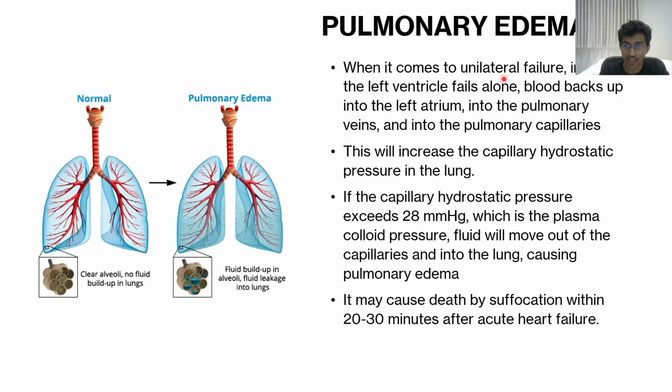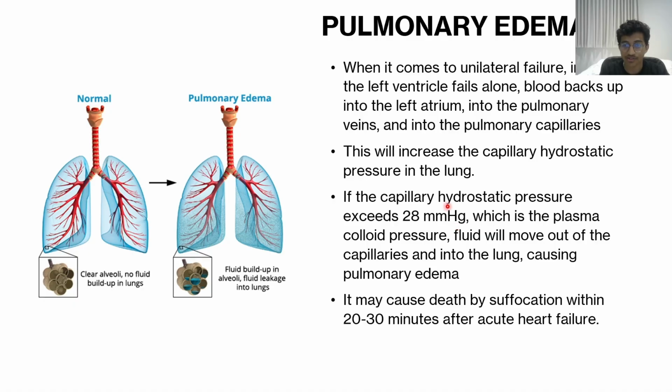When it comes to unilateral failure, if the left ventricle fails alone, the blood will accumulate in the left atrium and back into the pulmonary veins and back into the pulmonary capillaries. And if you remember from the Starling forces, the capillary hydrostatic pressure will increase specifically in the lung. Now we have plasma colloid pressure. It's around 28 millimeters of mercury.